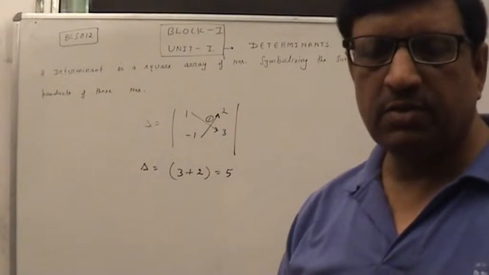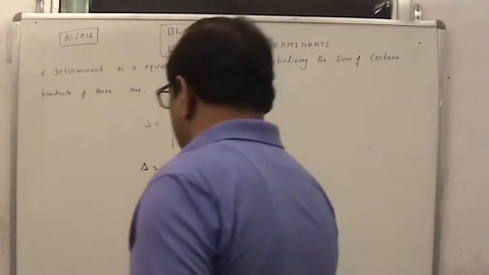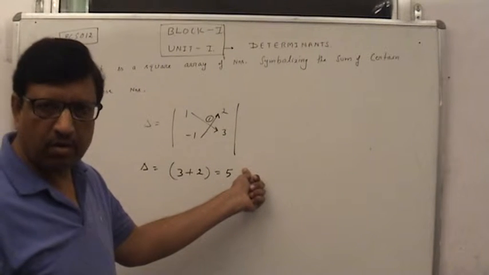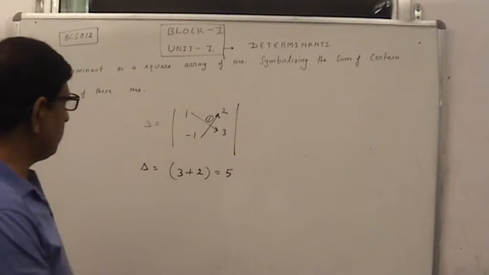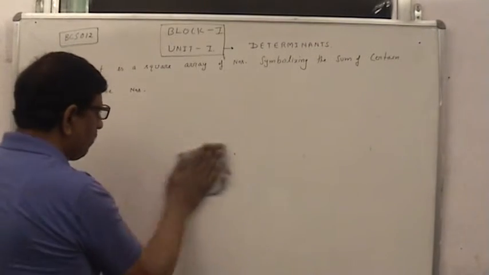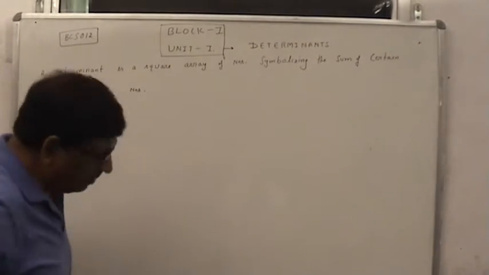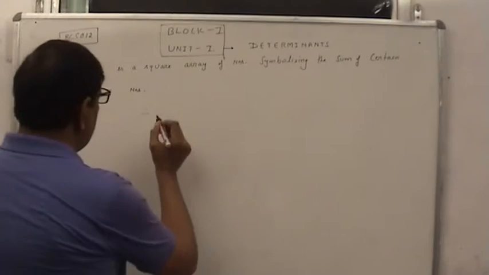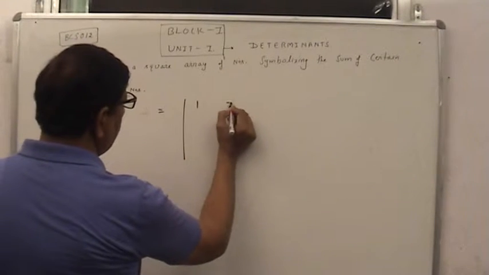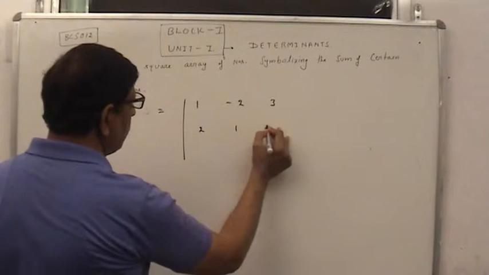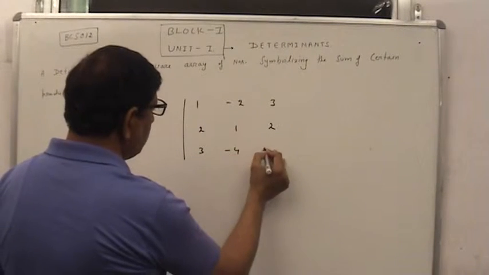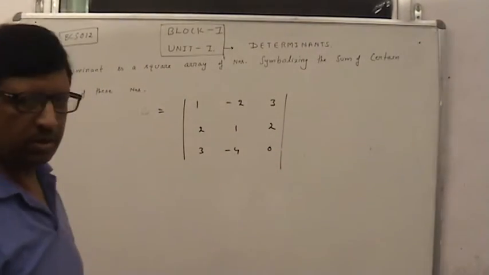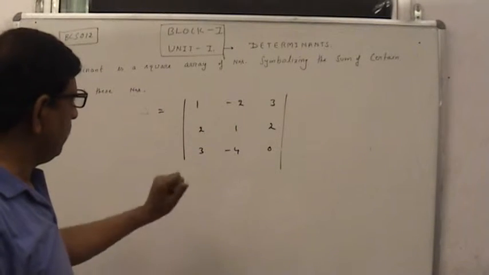Every determinant has a certain value. There is a difference in solving a determinant of order 2 and a determinant of order 3. Now let us check how to solve a determinant of order 3. Let us take an example. Say it is 1, minus 2, 3, 2, 1, 2, 3, minus 4 and 0. It is a determinant of order 3, with 3 rows and 3 columns.